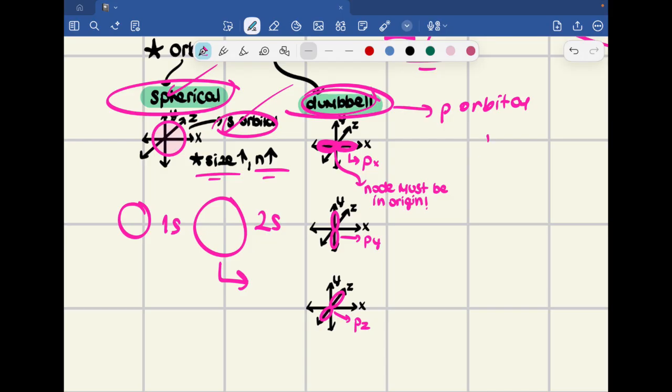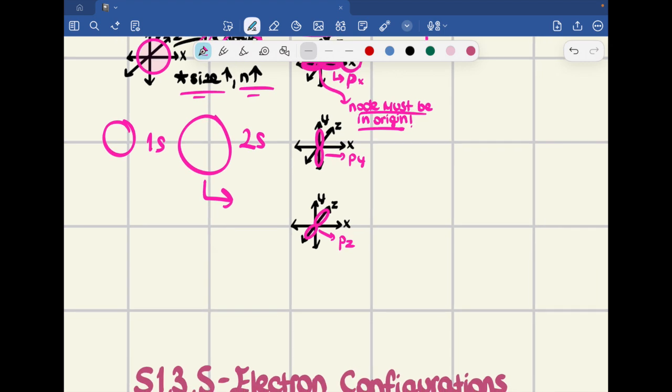It's like drawing half of a chromosome, if you're familiar with it. This is what it looks like, and this is the px. It must lie on the x-axis, and the node, the center, must be on top of the origin. And this is how we draw the py orbital. It must lie on the y-axis, as you can see, and the center is on the origin.